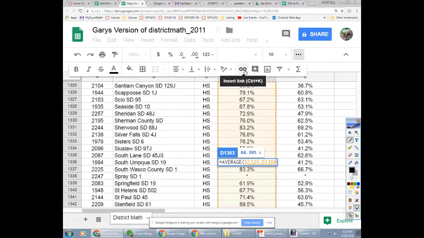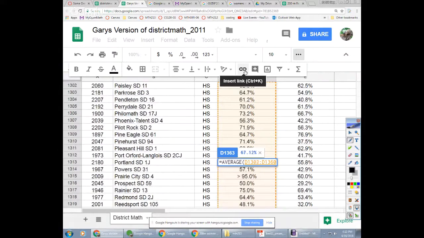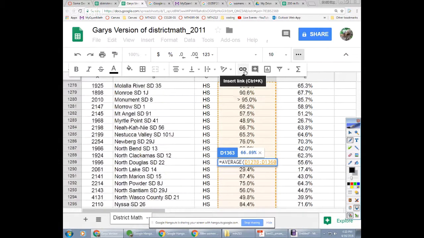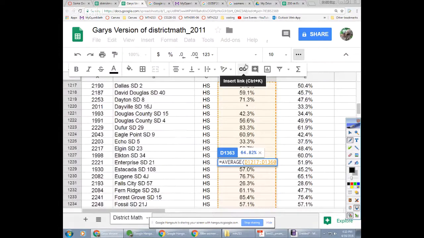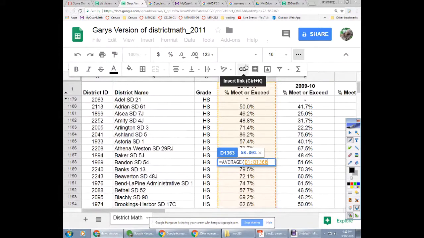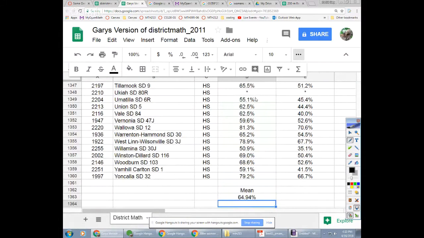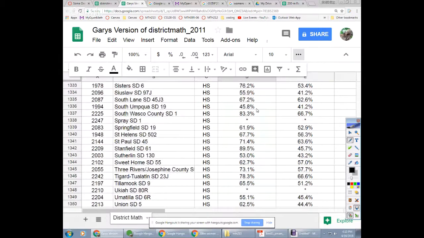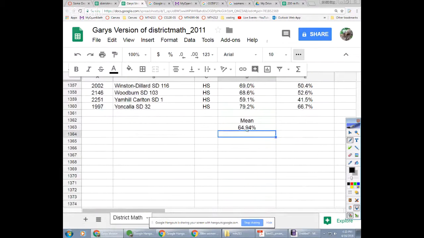Since the data is not scrubbed yet, it's going to treat those numbers with greater thans as not there. It's just going to ignore them. And even if I highlight the title accidentally, it's just going to ignore it in this particular function. So ignoring the asterisks and those greater than 95%, it says the average percent of students who exceeded or met the standard was 64.94%. If I throw in those greater than 0.95s, it's going to raise it up just a little bit.